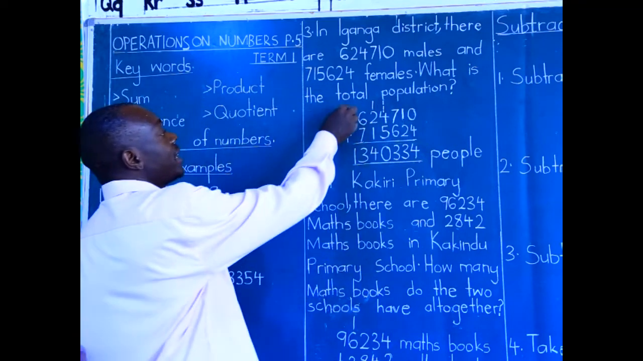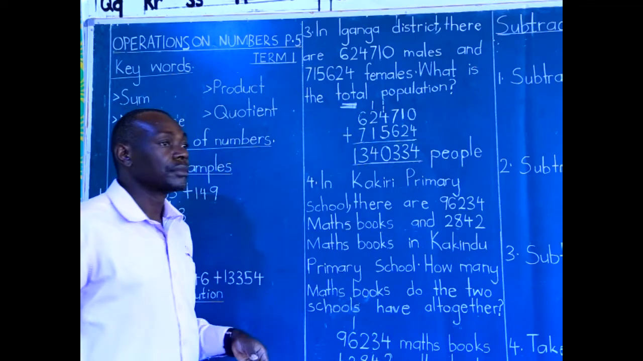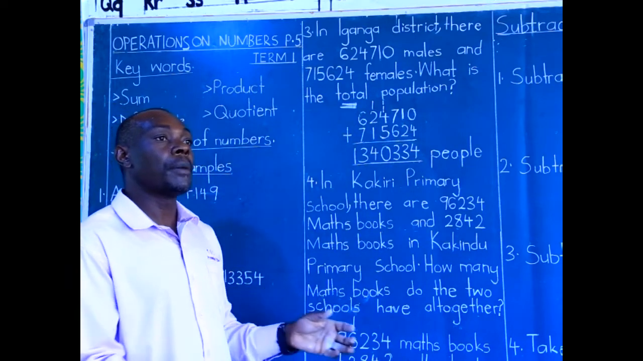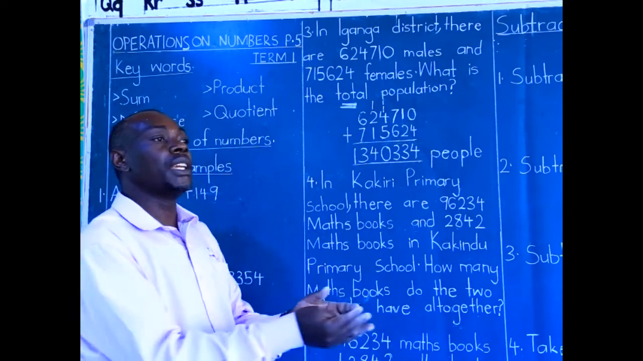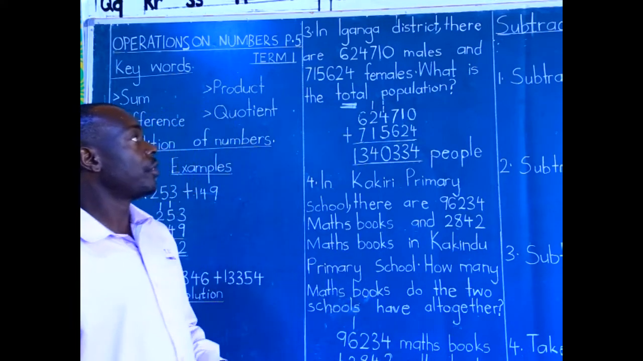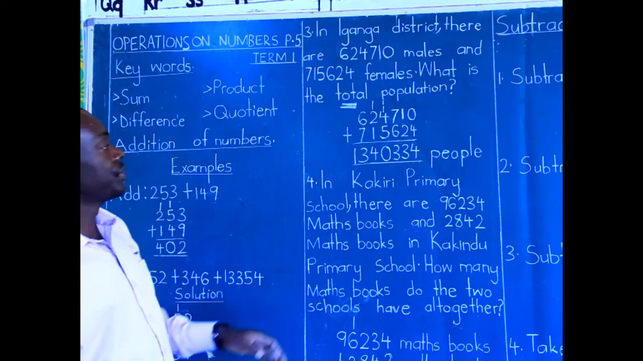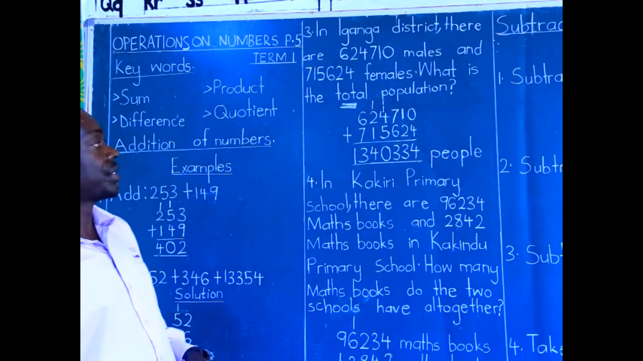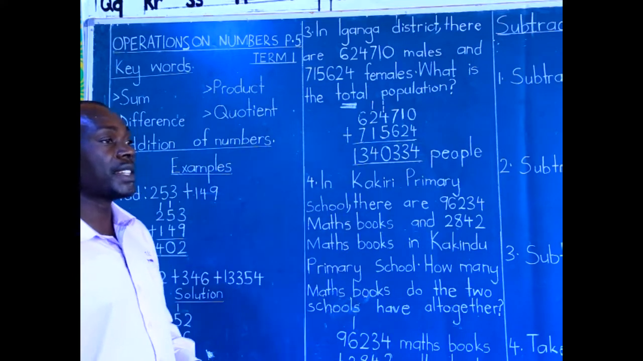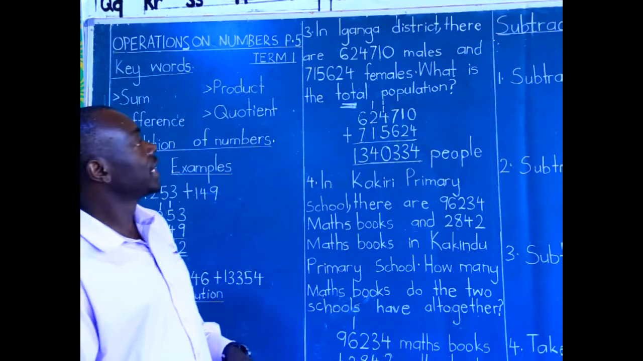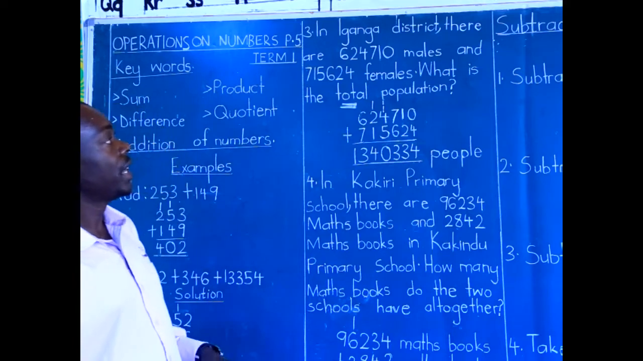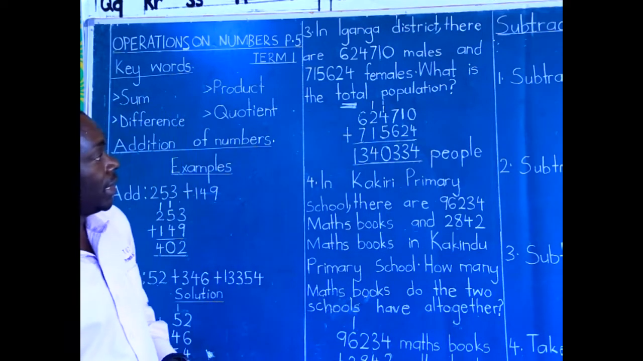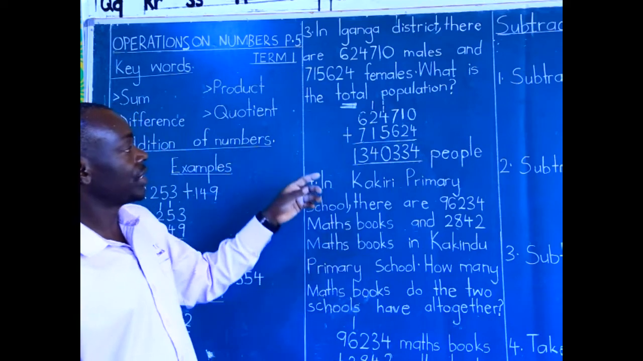So by hearing the word total, you think about addition. To total up is to sum up, is to combine all the figures that are involved. So that combination gives rise to the addition operation as our choice. So we are going to use the plus sign of addition to get the total population. You get the males and females added together and get the number of people in the said Iganga district.